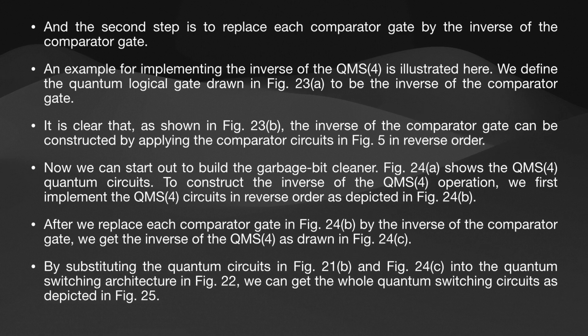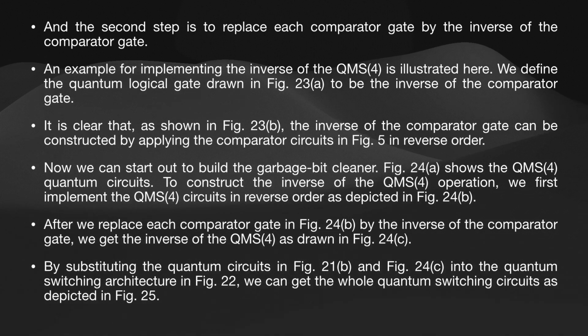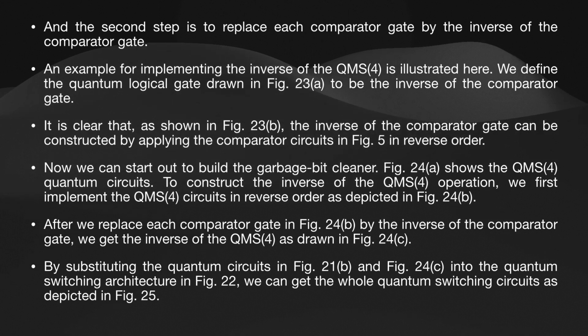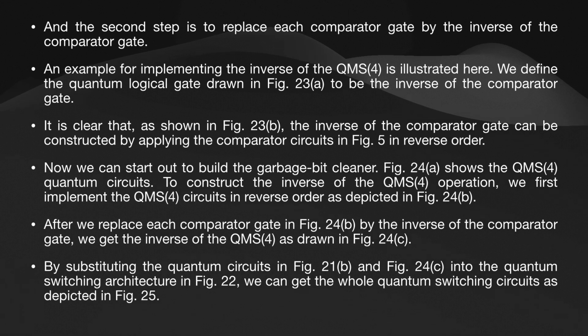Now we can start to build the garbage bit cleaner. Figure 24a shows the QMS quantum circuits to construct the inverse of the QMS operation. So we first implement the QMS circuits in reverse order as depicted in figure 24b. After we replace each comparator gate in figure 24b by the inverse of the comparator gate, we get the inverse of the QMS for CAM as shown in figure 24c.